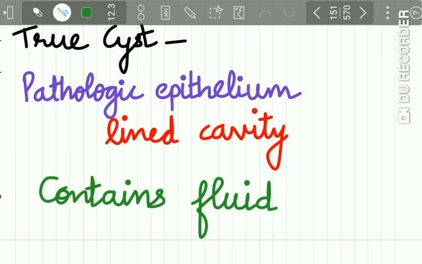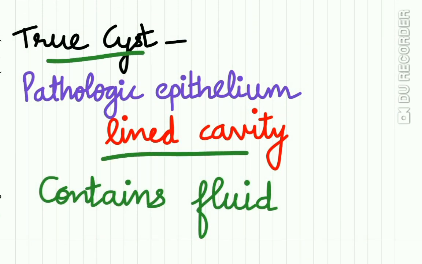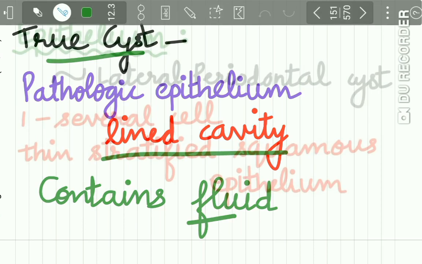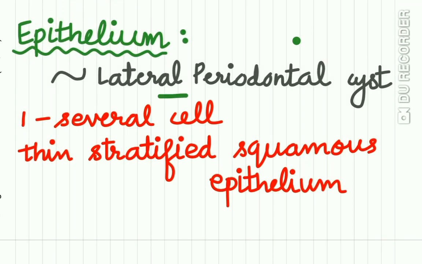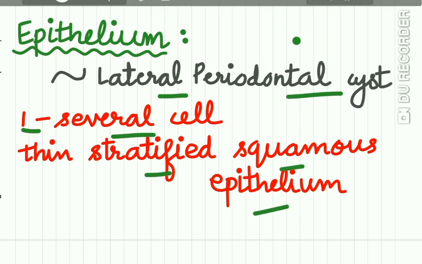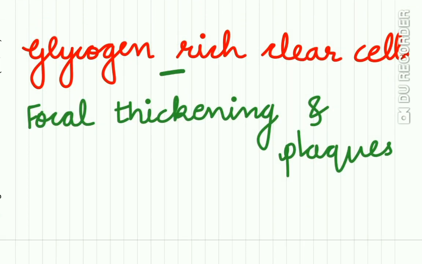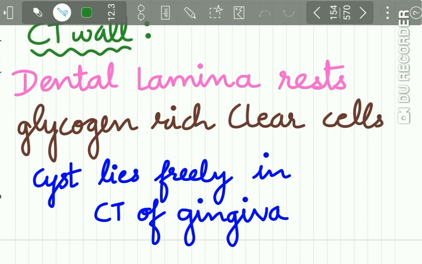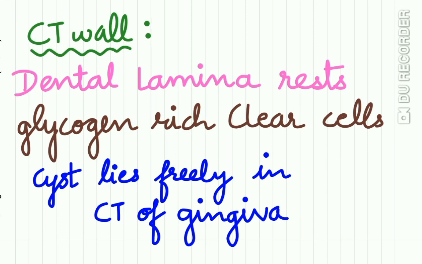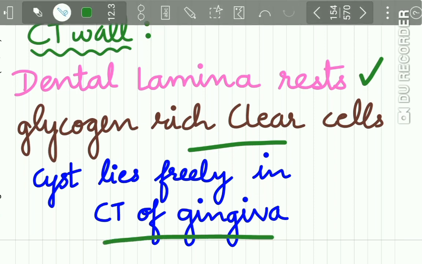Histopathology of the gingival cyst of adult: it is a true cyst consisting of a cavity which is lined by pathologic epithelium, and this cavity contains fluid. The epithelium is similar to that of the lateral periodontal cyst. The epithelium is 1 to several cells thick, and it is made up of stratified squamous epithelium. Glycogen-rich clear cells may also be seen in the epithelium, and sometimes the epithelium shows focal thickening and plaque formation. The connective tissue wall of the gingival cyst of the adult contains dental lamina rests, glycogen-rich clear cells, and the cyst lies freely in the connective tissue of the gingiva.